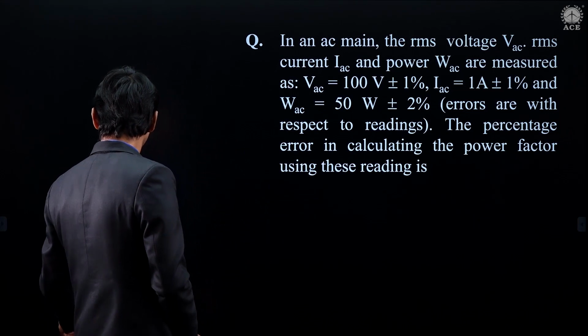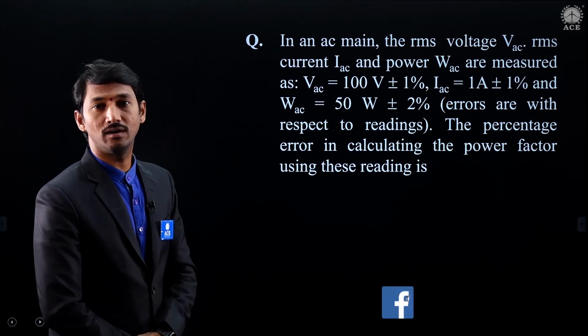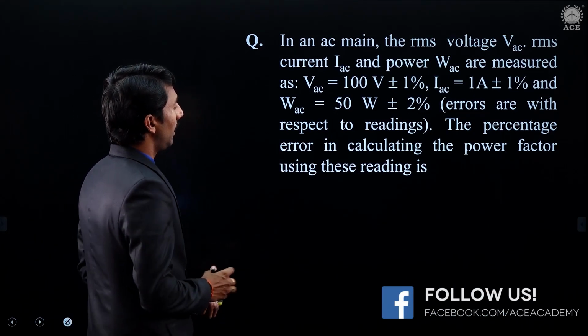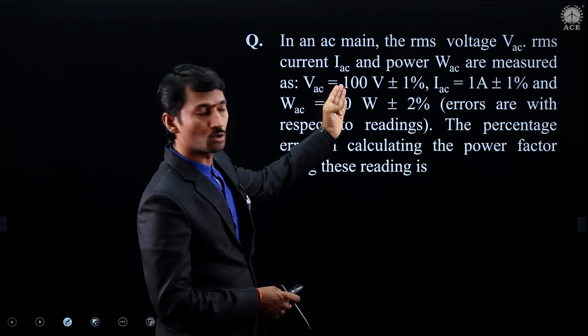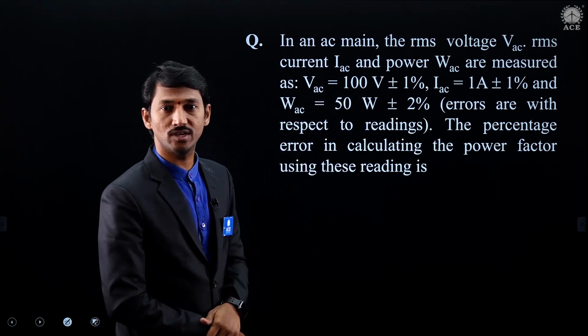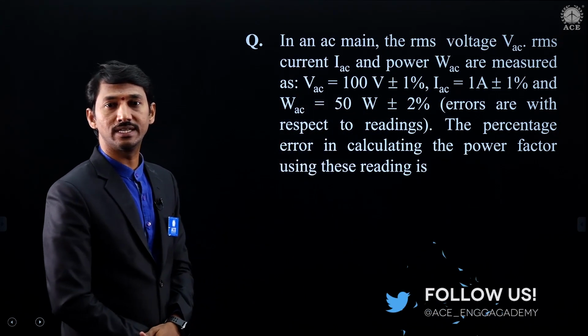So what has he given? VAC, IAC and WAC. So voltage, current and power are given. For voltage, some true value and corresponding error. For current, a true value and percentage error. And power also has a true value and corresponding percentage error.